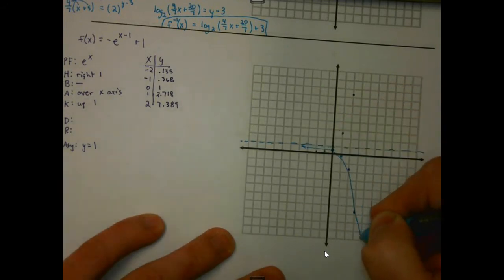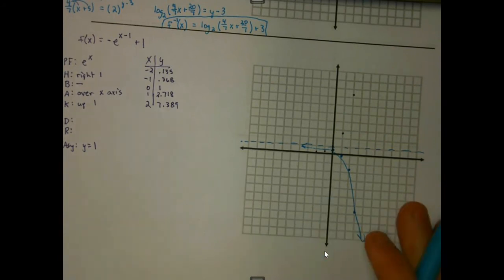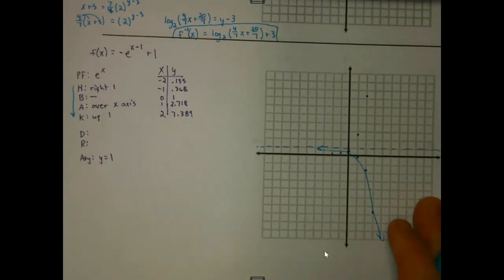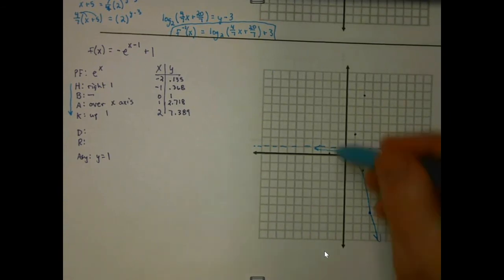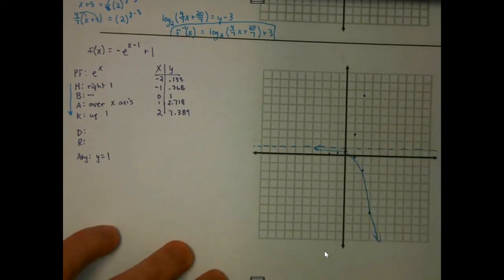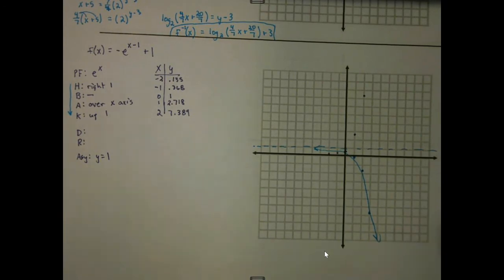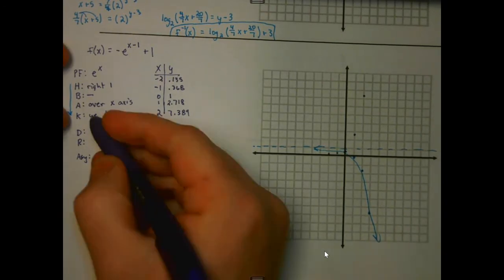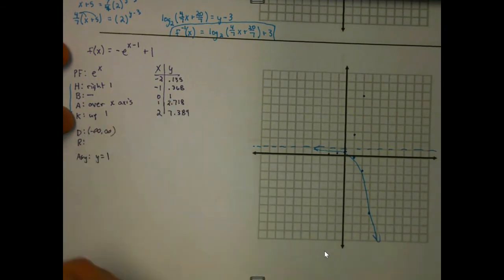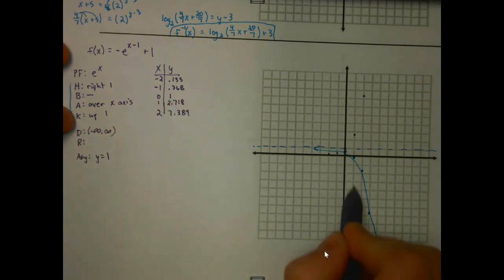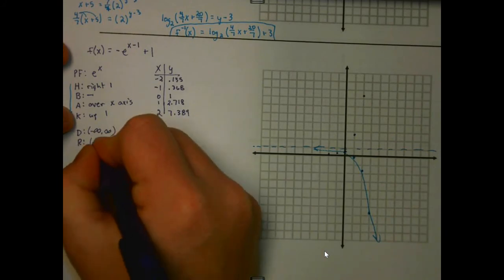Connecting the dots here, we get something about like this. And again, I want to see those points there and where they are, not just putting it in on your calculator and using the table. I want to see that you're moving those points. Okay, our domain and range. Our domain, since this is exponential, is all reals. Our range would be negative infinity to positive 1.